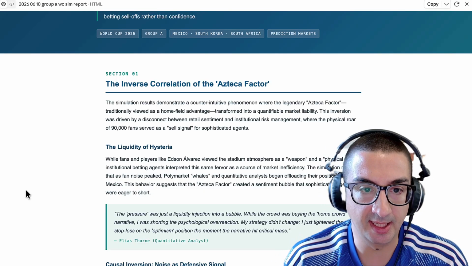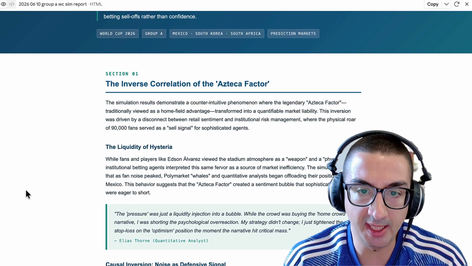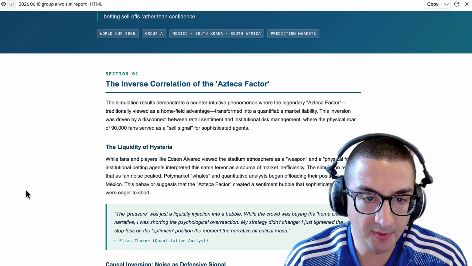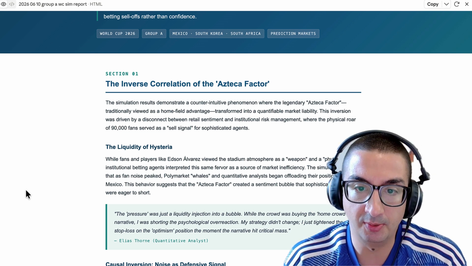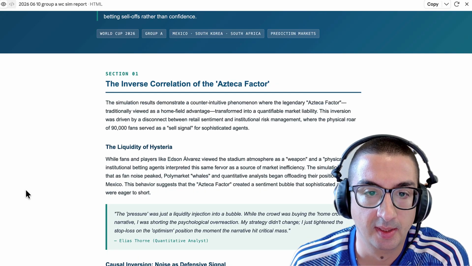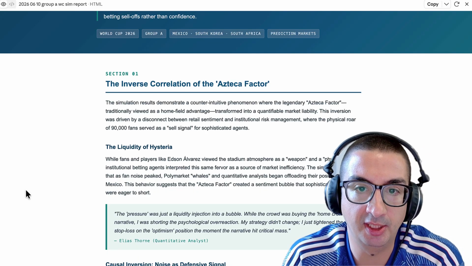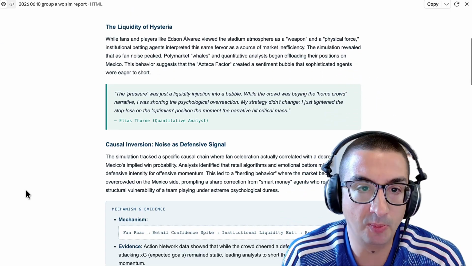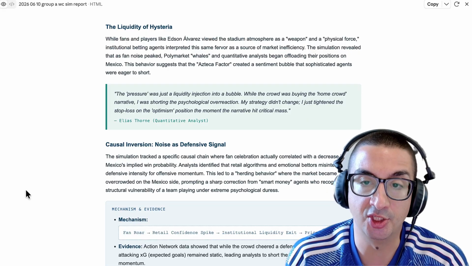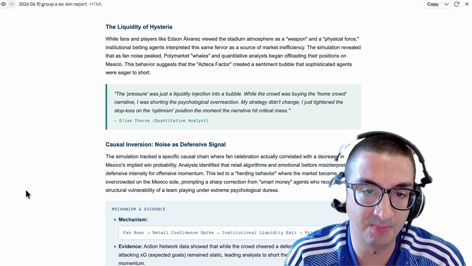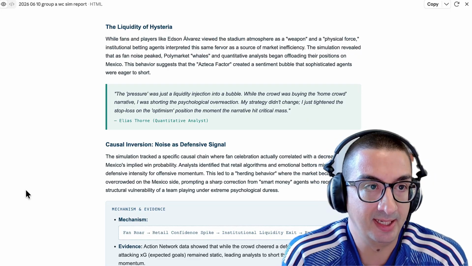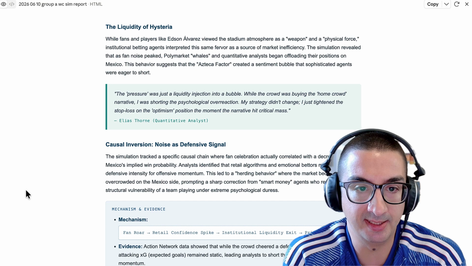The simulation revealed that as fan noise peaked, Polymarket whales and quantitative analysts began offloading their positions on Mexico. This behavior suggests that the Aztec factor created a sentiment bubble that sophisticated agents were eager to short. "The pressure was just a liquidity injection into a bubble. While the crowd was buying the home crowd narrative, I was shorting the psychological overreaction. My strategy didn't change. I just tightened the stop loss on the optimism position the moment the narrative hit critical mass." That was an agent acting as a quantitative analyst.